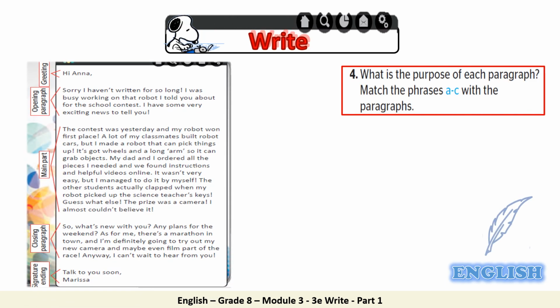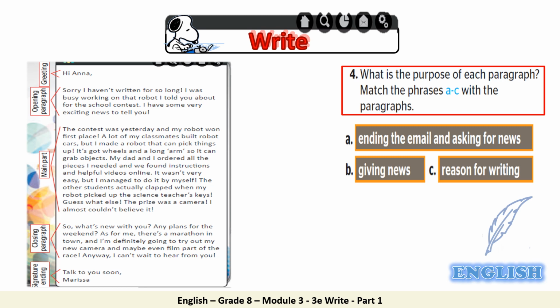Have a look at question number 4. What's the purpose of each paragraph? Match the phrases A to C with the paragraphs. To answer this question, let's go through the email together and see what kind of information Marissa is including in each paragraph. Keep in mind that Marissa is writing this email to tell her friend Anna her good news. So let's begin.